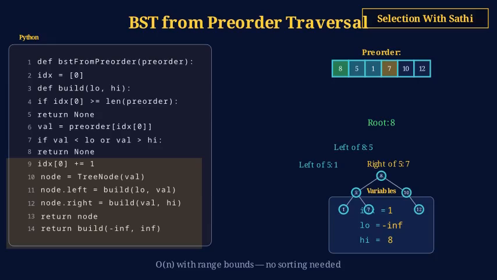For deserialization, look at line 9, split the string by commas and create an iterator. Read tokens one by one. If it is a hash, return none. Otherwise, create a node and recursively build left then right. Both operations are O of n.